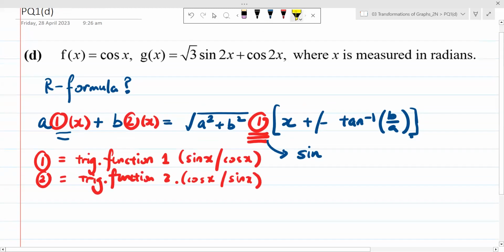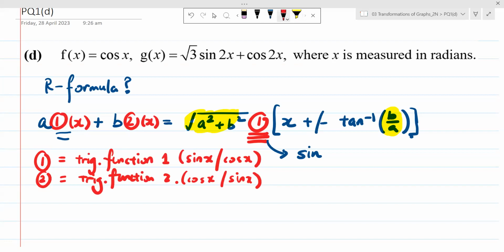Then this one is basically you just take the square root of the sum of the squares of the two coefficients. In English, it's quite a mouthful. Then after that, the plus minus, we'll talk about it later, but no matter what happens, your tangent inverse will always be the second coefficient divided by the first one. Whichever you place behind goes to the numerator. Which one comes first goes to the denominator. Right over left. Now we talk about plus minus.